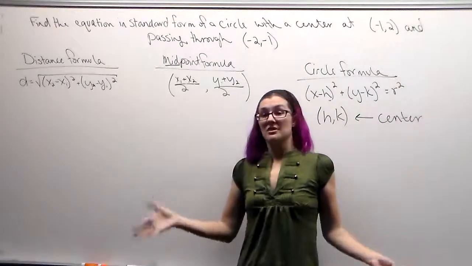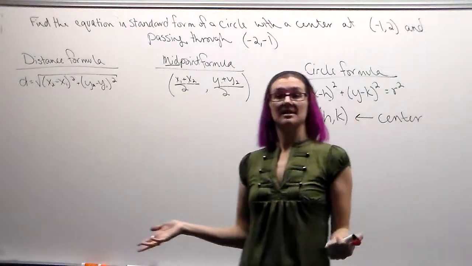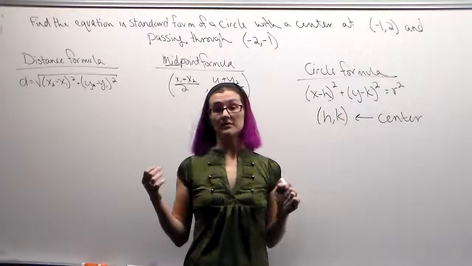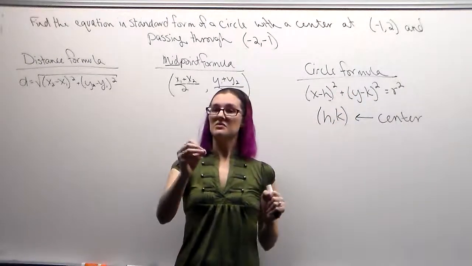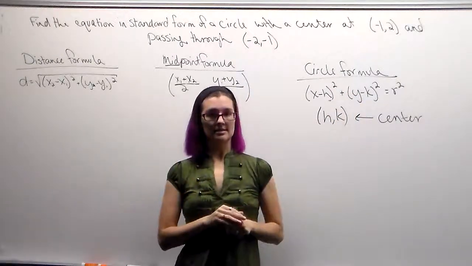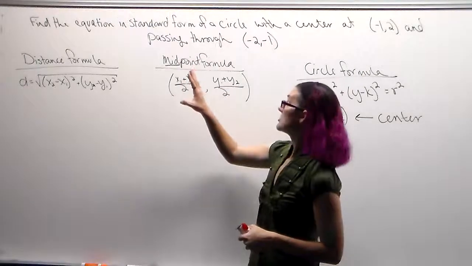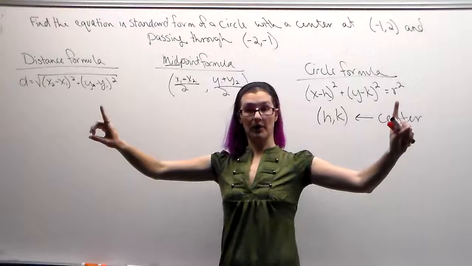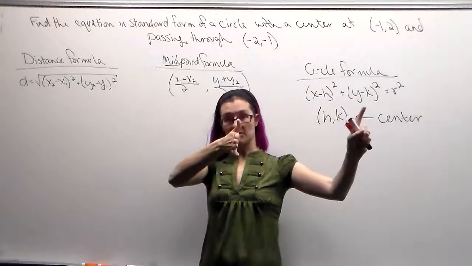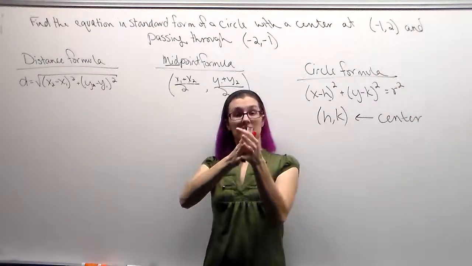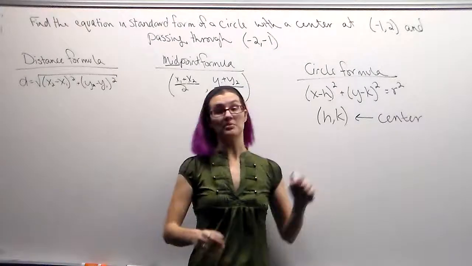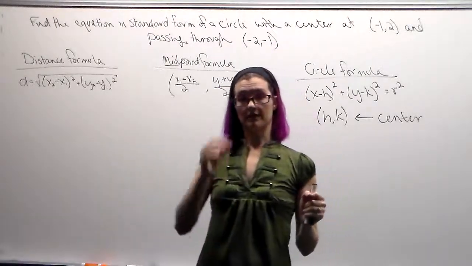Which ones you use are going to depend on what your question is asking. Sometimes the questions are only using one formula, the circle, if they give you the center and the radius. Sometimes they're having to use the distance, the midpoint, and the circle if they give you the 2 endpoints. You've got to find the center using the midpoint. Then you've got to find the distance from the center to the edge using the distance formula. And then you plug it all into the circle formula.